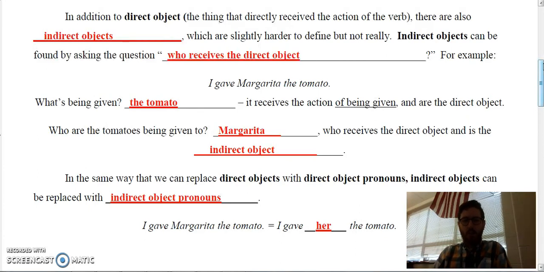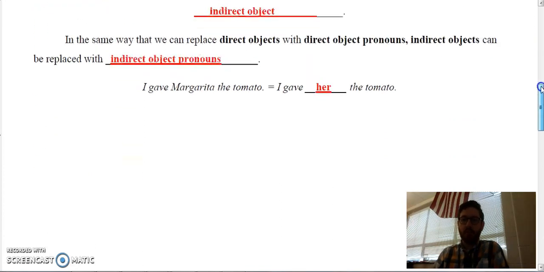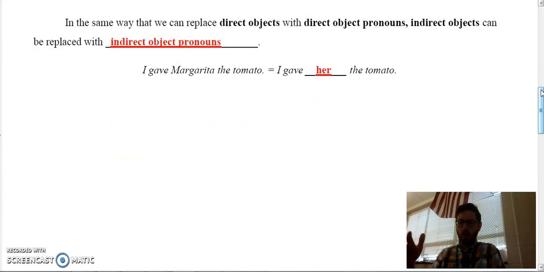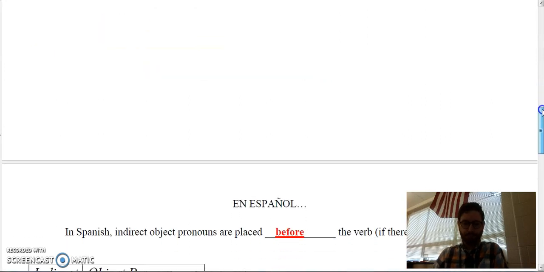In the same way that we can replace direct objects with direct object pronouns, indirect objects can also be replaced with indirect object pronouns. For example, you could say in English, "I gave Margarita the tomato," but let's say that we already know we're talking about Margarita. You could just replace her with "her": "I gave her the tomato." Because we already know who we're talking about, it's a way to shorten the sentence, to not say Margarita over and over again.